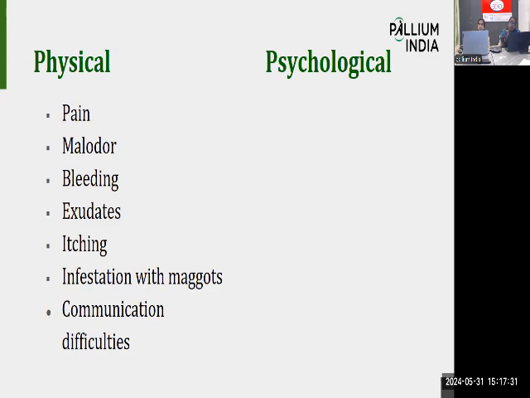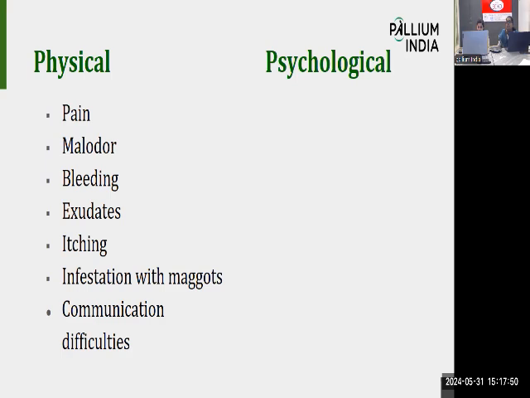And another important cause is necrotic tissue. Devitalized necrotic tissue in the wound can cause the patients to develop malodor. These kinds of wounds can develop malodor.